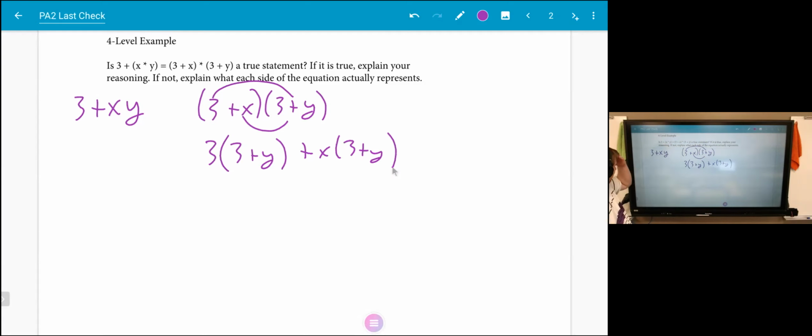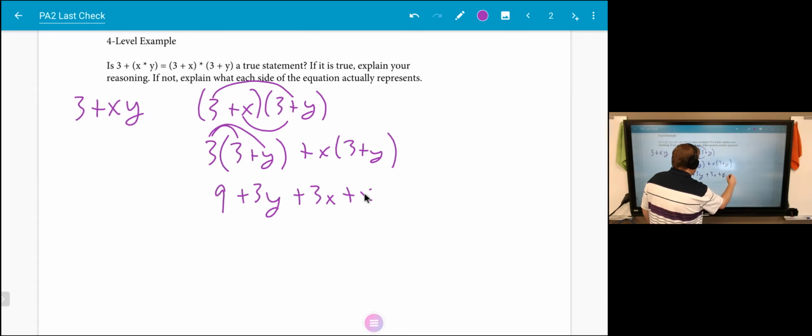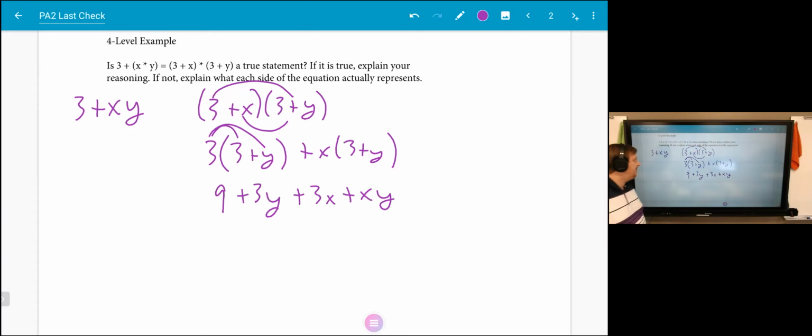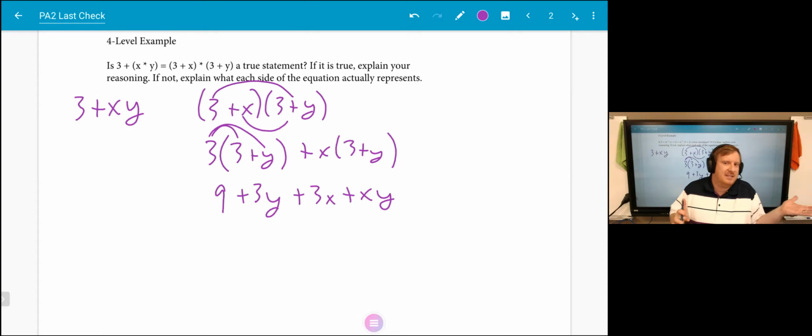Already, this doesn't look good for being the same, does it? So if I distribute through here, 3 times 3 is 9. 3 times y is plus 3y. x times 3 is plus 3x. And x times y is xy. Well, here's interesting. I can't combine xy with x or xy with y. They don't have the same combination of variables. Well, they both have x's or they both have y's, but they don't have just an x or just a y, or both have xy. I can't combine any further.